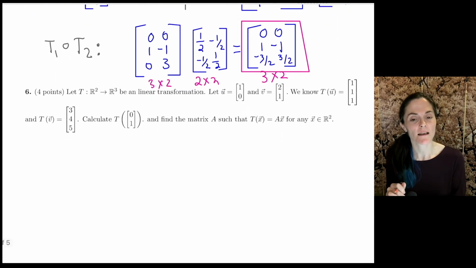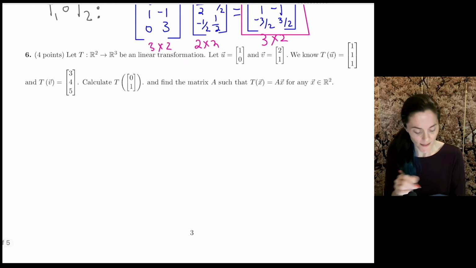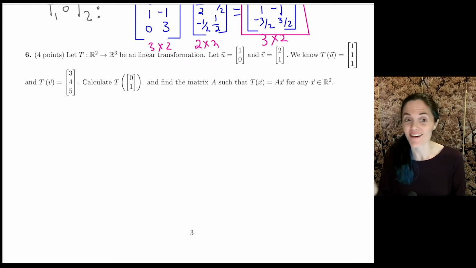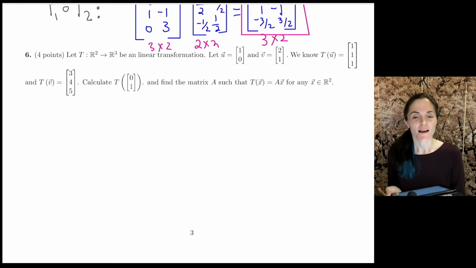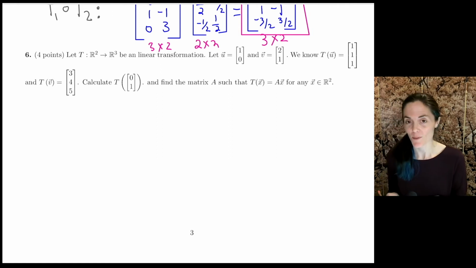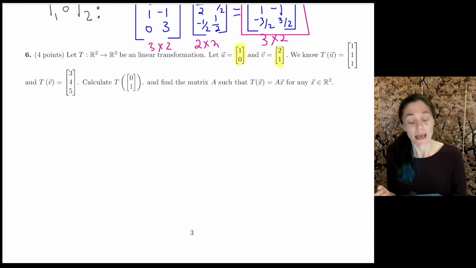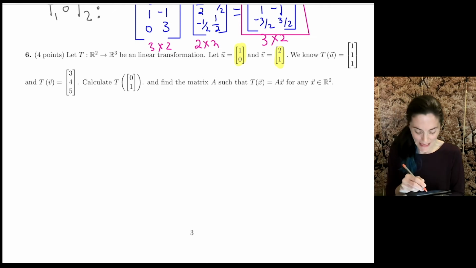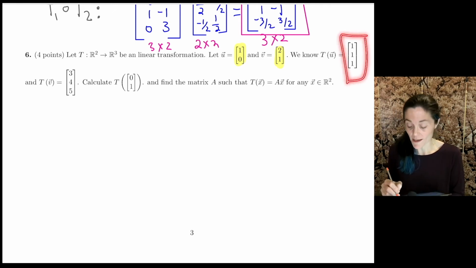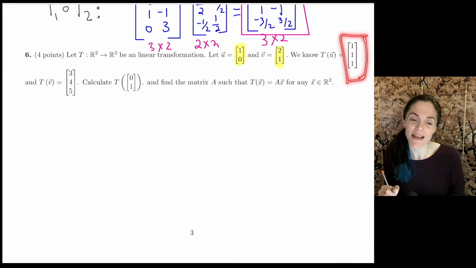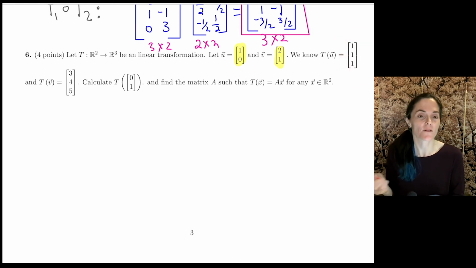Number 6. This is a properties question. We had one very similar to this on a worksheet. And then we also use some properties on our problem set. But this is a properties question. So we are given T of this vector, and we are given T of this vector, and we want to find the matrix. Well, we already know the first column because it's just T of E1. Here's the first column of my matrix, but I'm going to have to do just a little bit of work to get the other column.